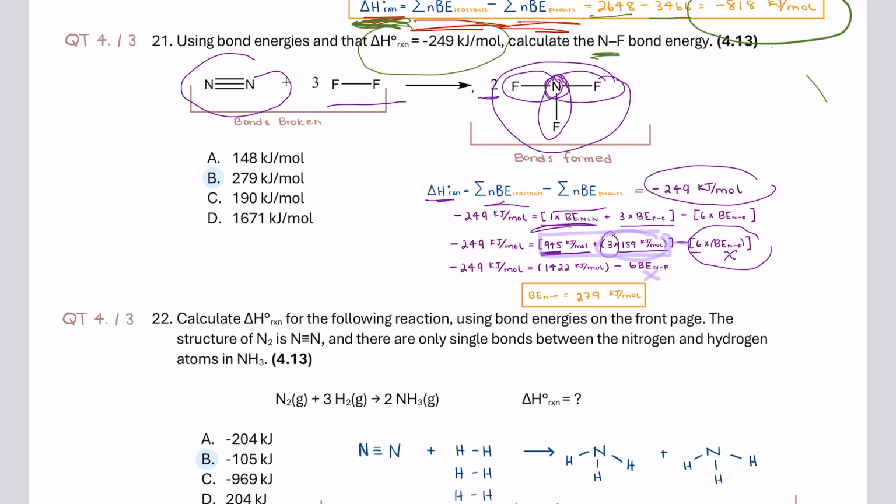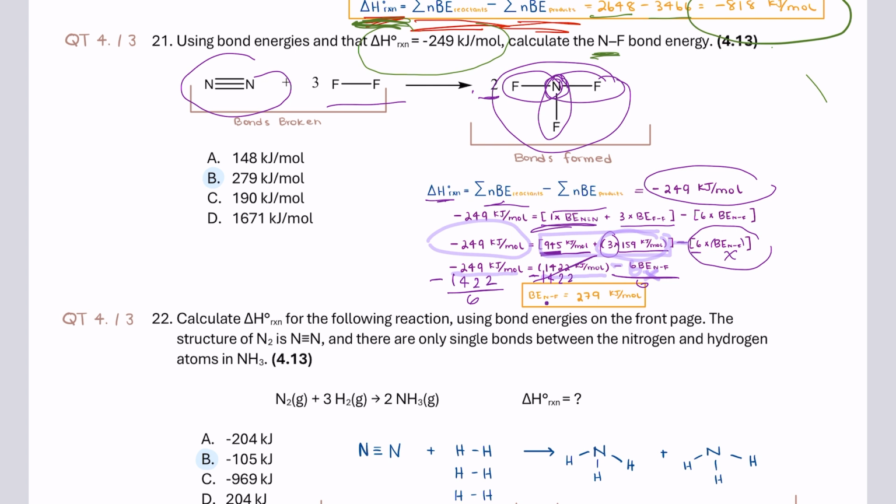X is what we're trying to figure out. And we know that the total delta H of the reaction is negative 249 kilojoules per mole. Negative 249 kilojoules per mole is equal to 1,422 kilojoules per mole minus 6x. Then we subtract 1,422 from both sides, and then we divide both sides by 6 to get X.